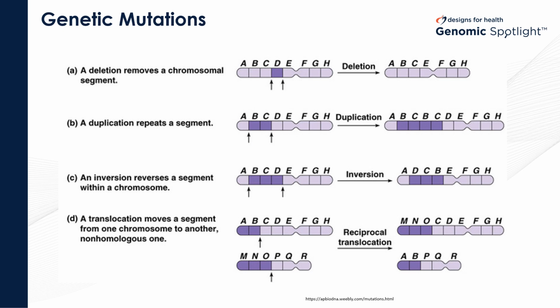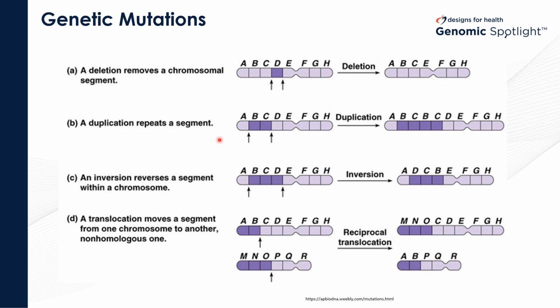Genetic mutations can result in various types of structural changes in the DNA sequence, including deletions, duplications, inversions, and translocations. Now let's take a look at some of these different mutations. We'll start with deletion. Deletion removes a chromosomal segment. So as you can see here, D is the chromosomal segment that has disappeared or been deleted after the deletion.